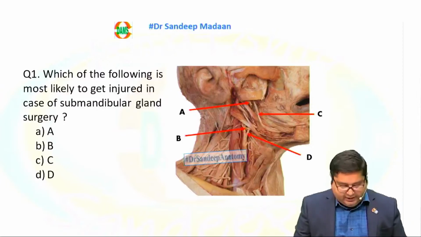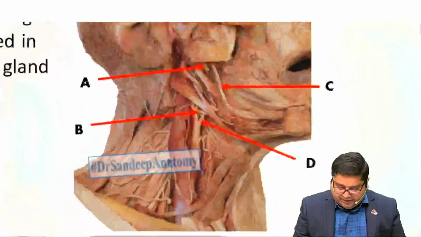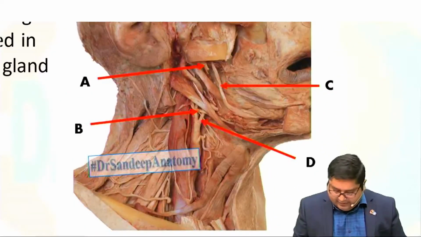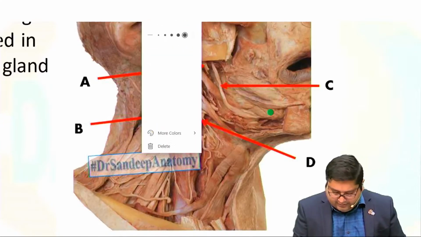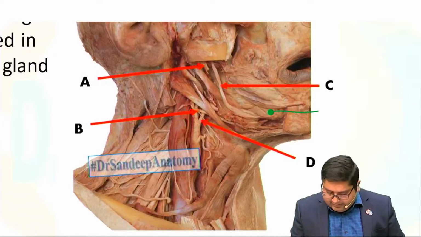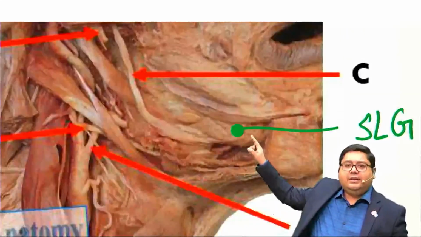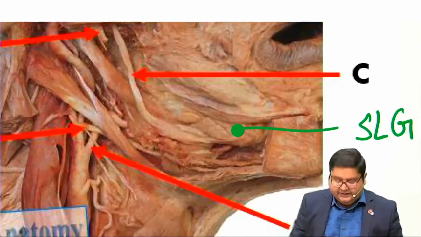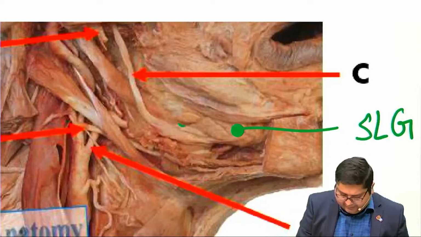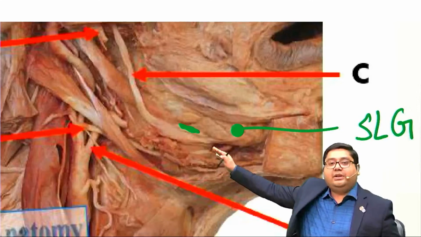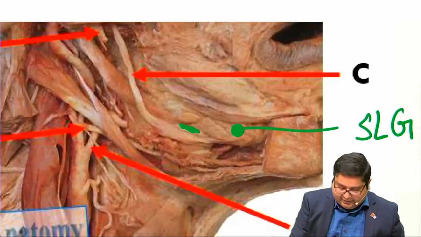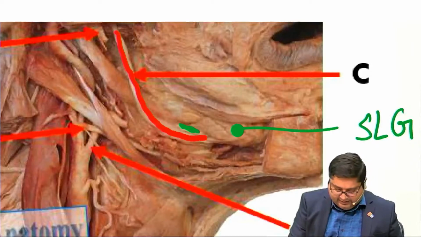All right, so here, let me just zoom in to show you this image. Here what you can see, can you see that this gland over here is the sublingual gland? This gland is the sublingual gland. And let me just add this duct. This duct is the submandibular duct over here, and this structure which has been marked is the lingual nerve.